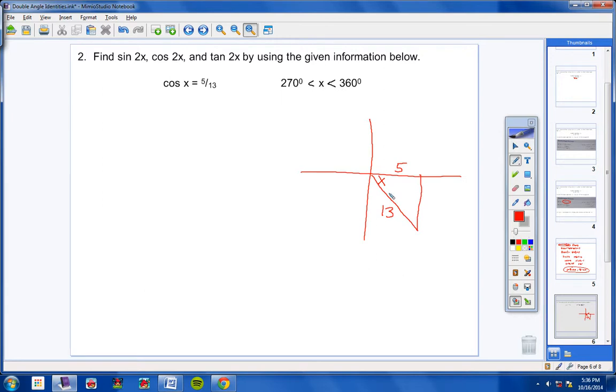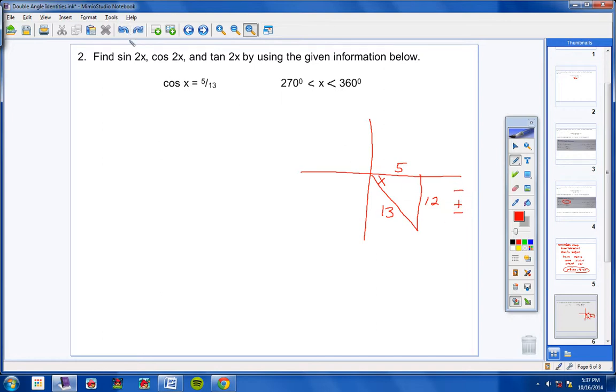Now, if we go ahead and find the other side, let's see, I don't have it ready. Usually I do. I think it's 12, but I'm probably wrong. 169 minus 25. Yes, it'd be 12. So using Pythagorean's theorem, we see this side over here is 12, okay? Now, remember your signs over here. Negative, positive, negative. Sine, cosine, tangent, okay?